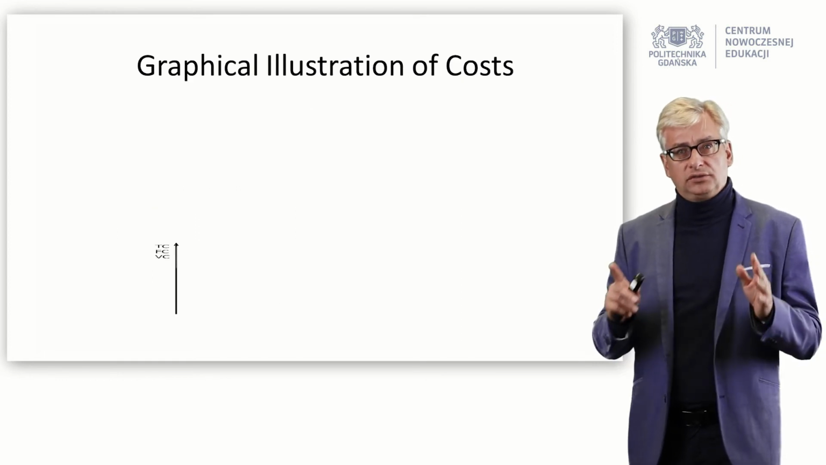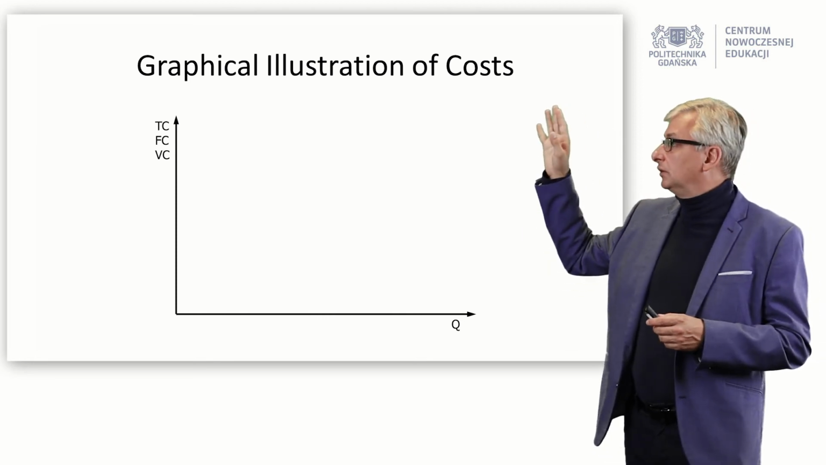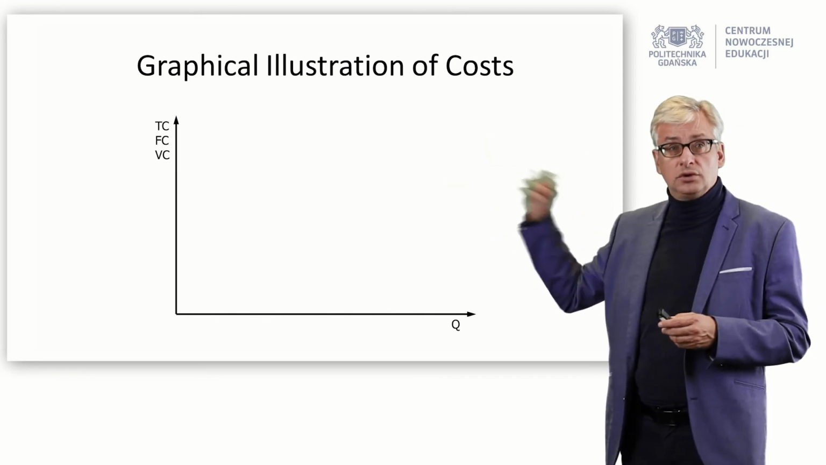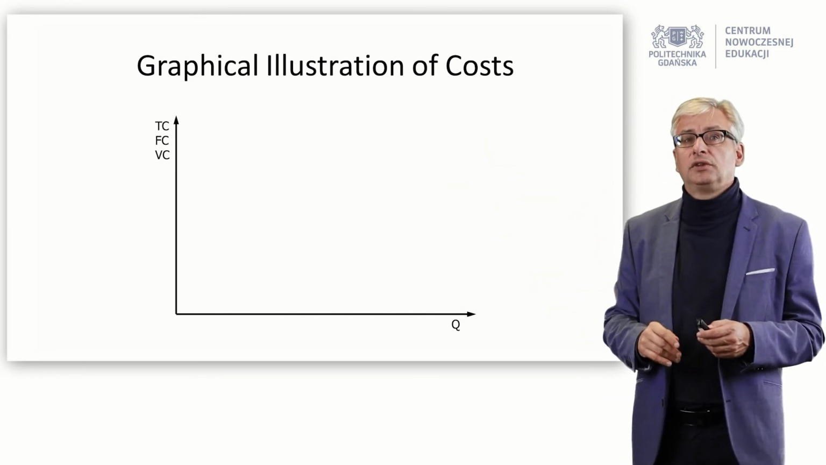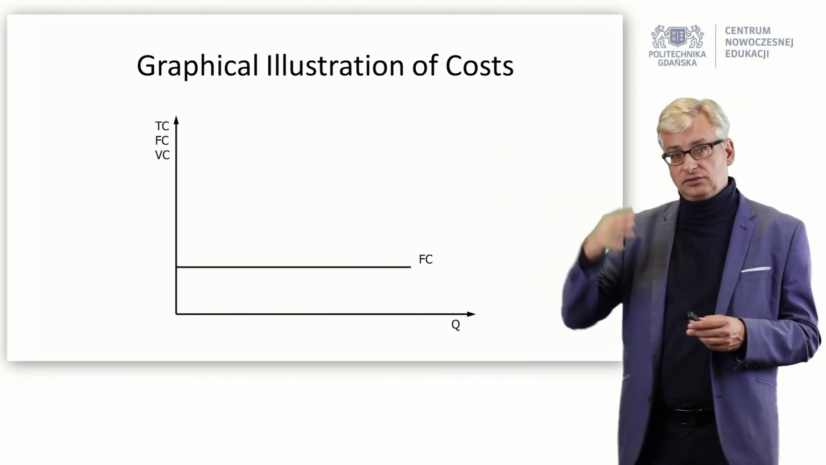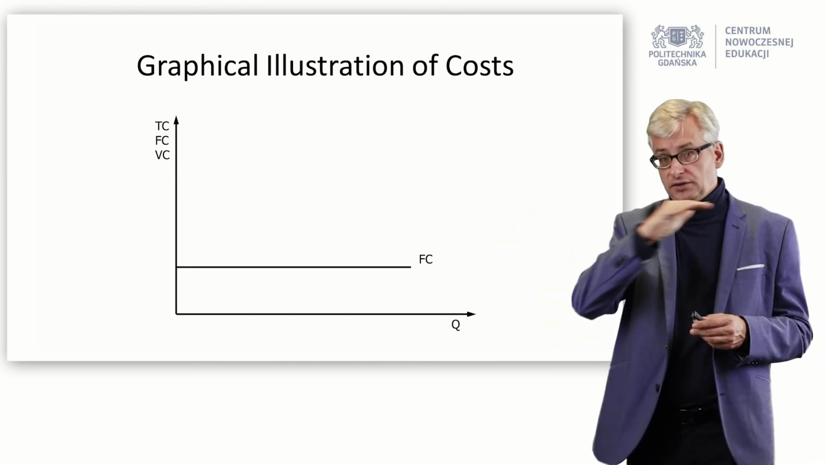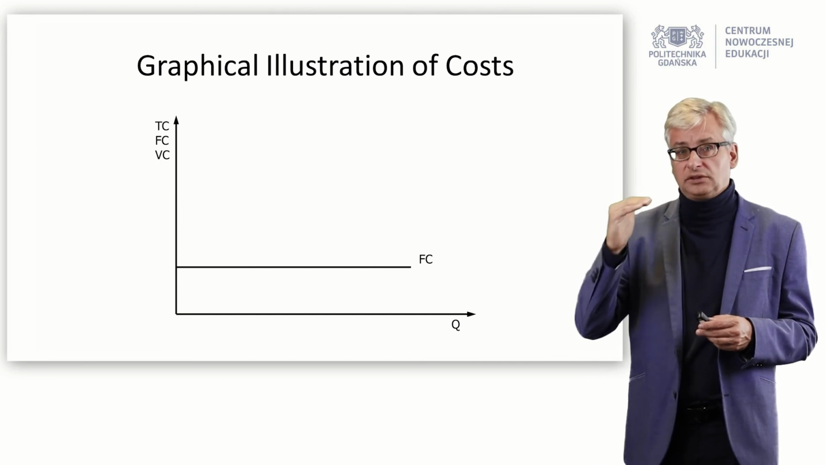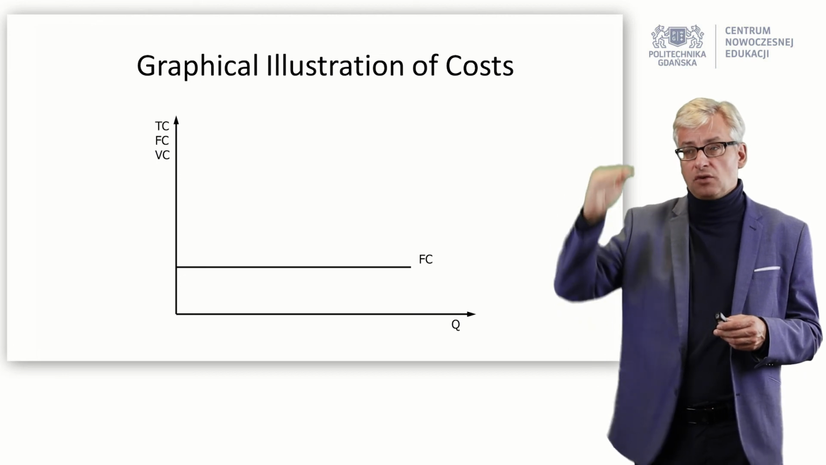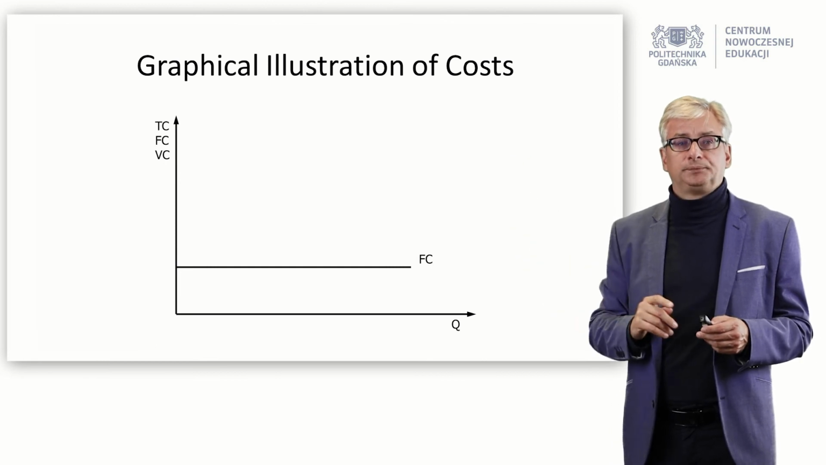Look at the graphical illustration of costs here in the slide. You can see those three categories: total, fixed, and variable costs, depending on Q, on production, quantity produced. And the first category is fixed cost. As you can see, it does not depend on quantity. So whether you produce less or more doesn't matter. Fixed cost is fixed. As we discussed already, it's not constant, which means this fixed cost can go up or down, but never because of quantity produced.